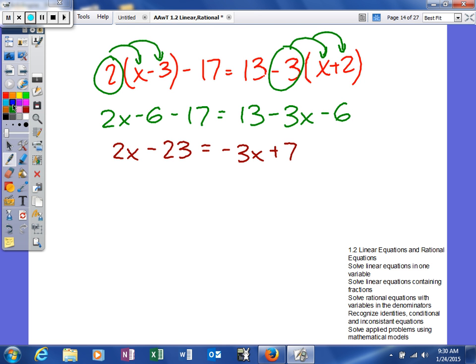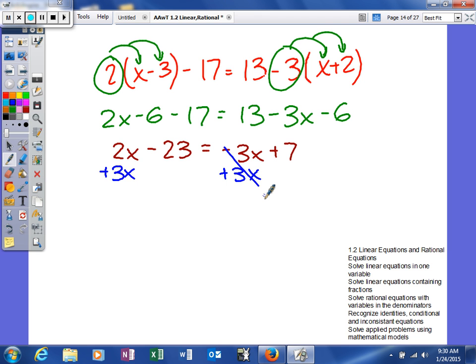All right, now what I can do is I can get my variables to the same side. Now at some point in time, a teacher's told you this, that hey, when you have multiple variables and you need to move them, always move the smaller of the two. And they're most certainly correct. So we would move the smaller of the two. So here the smaller of the two is negative 3x. So to move it to the other side, whenever you go from one side of the equal sign to the other, you always change signs.